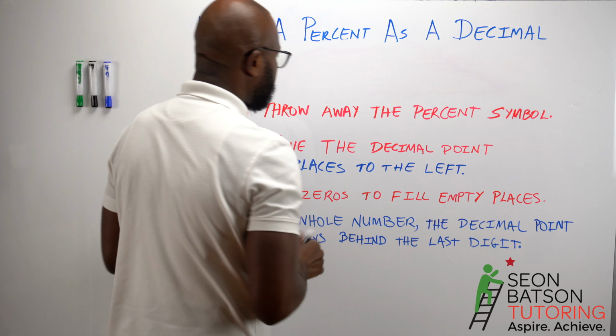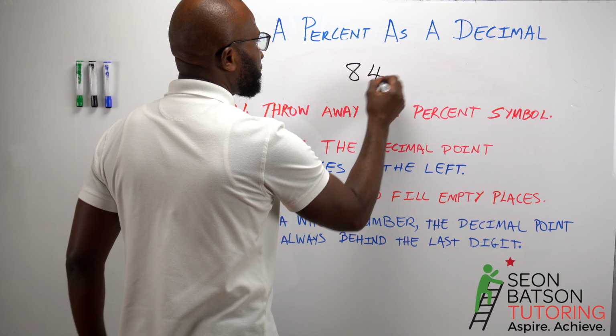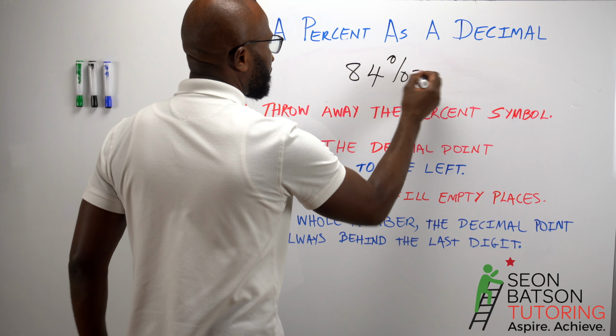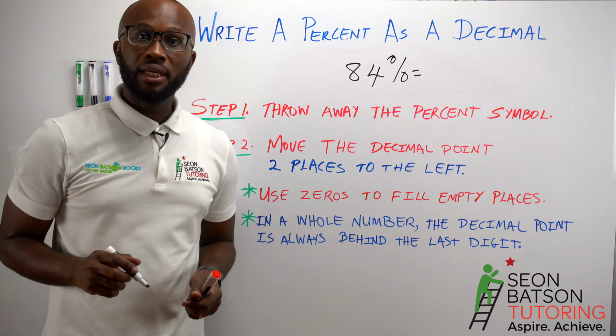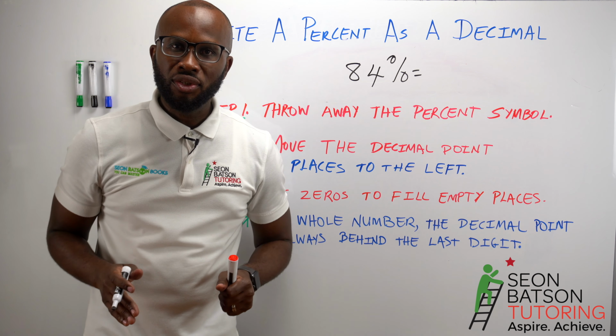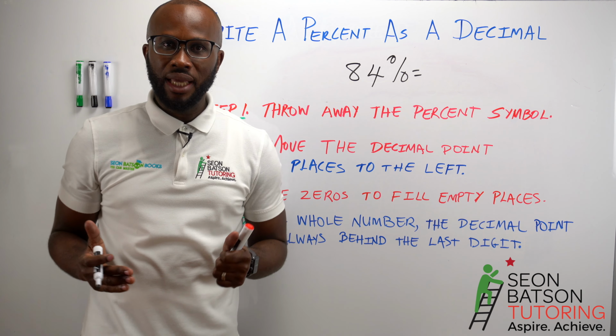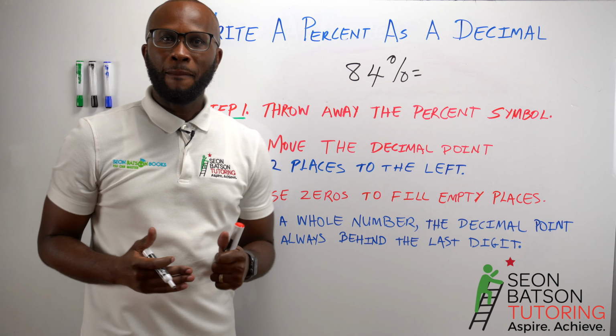Let us do, you guys do 84%. Write 84% as a decimal. Yes? Pause the video, give it a try, and then come back and let's see if we get the same answer. All right. Perfect.